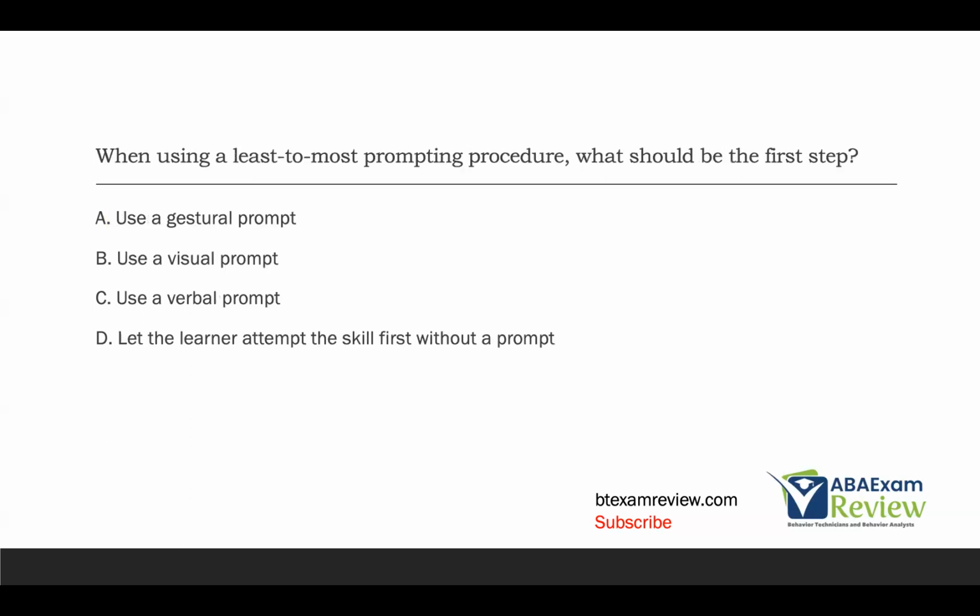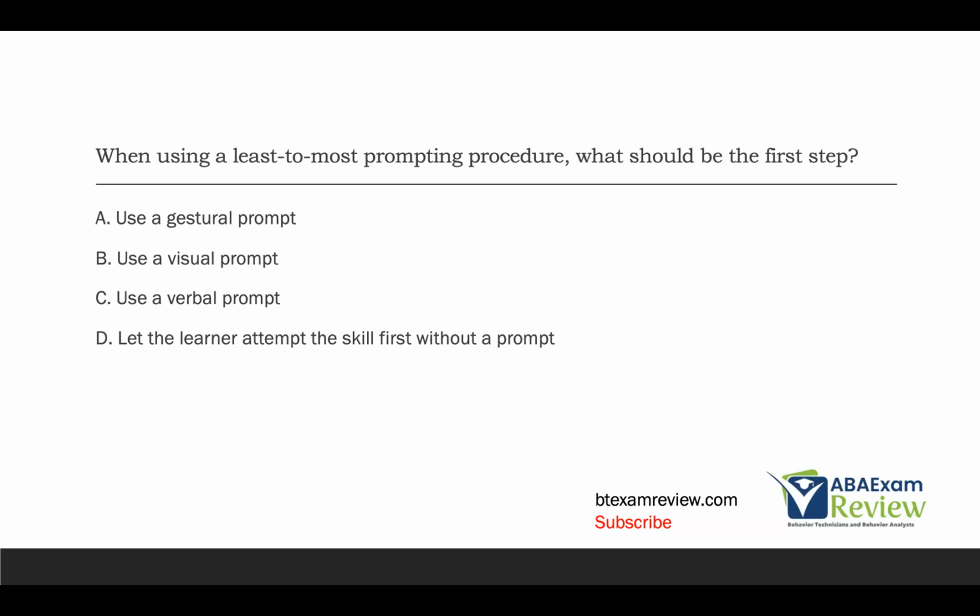When using a least to most prompting procedure, what should be the first step? What is a least to most prompting procedure? If they give you a term in the question, you want to define that term first. So if we're using least to most, we are trying to evoke the behavior without using prompting or using as little prompting as possible. Most to least is the opposite, right?